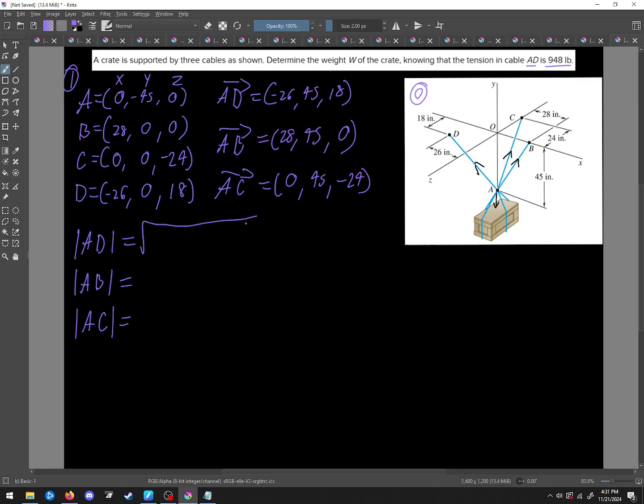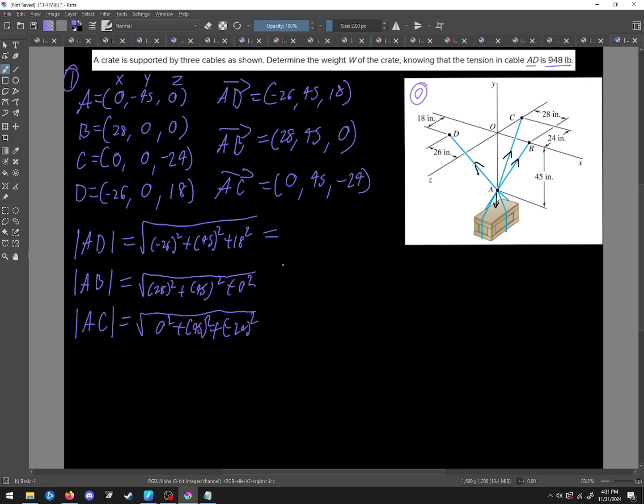So what this is going to be is the square root of I hat, J hat, and K hat for each of these. And it's not just the square root, it's the square root of everything squared. So here, we're going to have a negative 26 squared plus a 45 squared plus an 18 squared. Here we're going to have a 28 squared plus a 45 squared plus 0 squared, and here we're going to have 0 squared plus 45 squared plus a negative 24 squared.